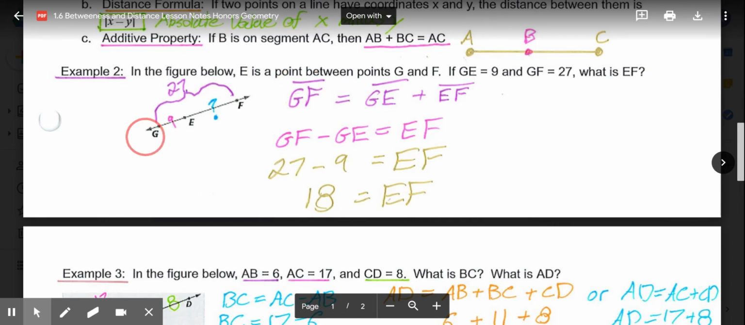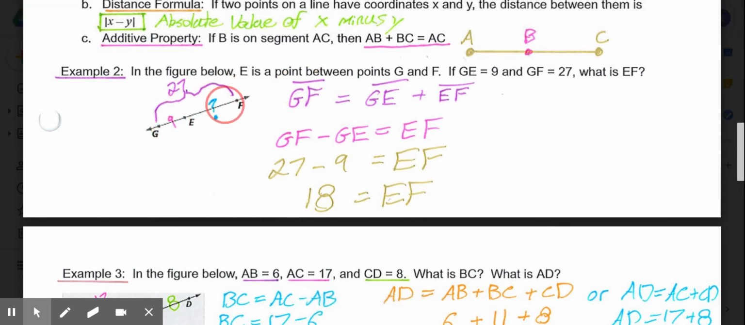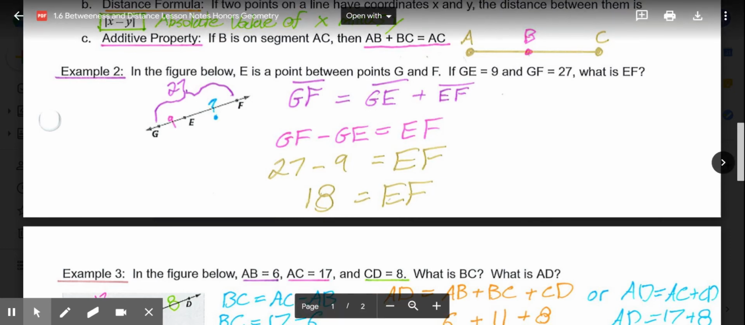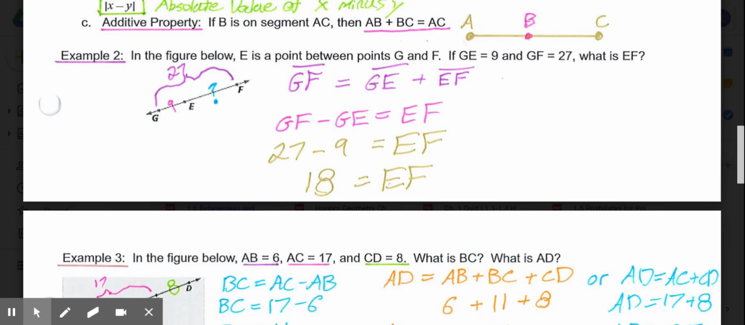So I just labeled my drawing. I know GF was 27, GE was 9, and we're looking for EF. So if I take the distance of GF minus the distance of GE, I would get the distance of EF. So 27 minus 9, 18 is the distance of E to F.